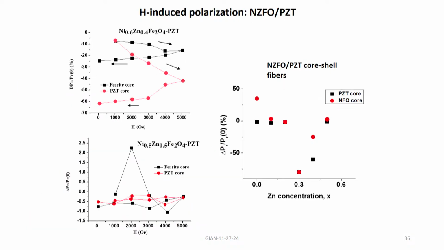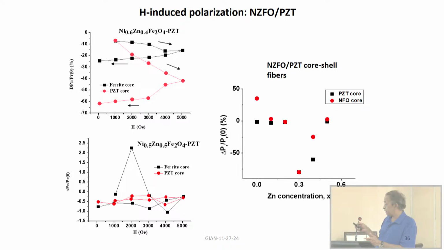And we did similar measurements for nickel zinc ferrite. So, what happens here is, depending on the zinc concentration, the fractional change can be as high as 50%. That is what I want to emphasize here. But apart from that, all we can infer from this data is that there is a very strong magnetoelectric interaction in these core shell fiber systems, and it is indicated by these measurements.